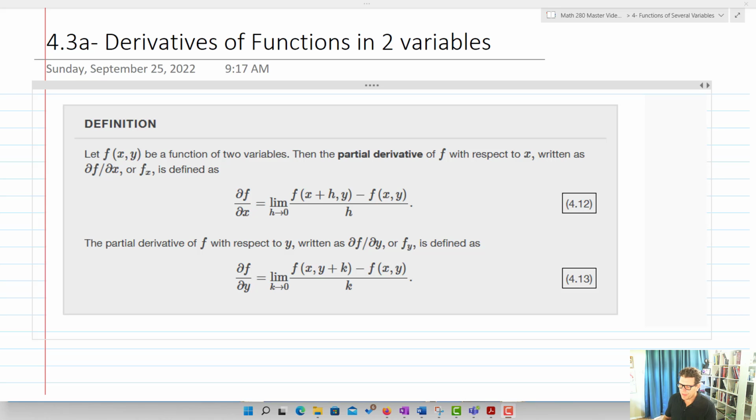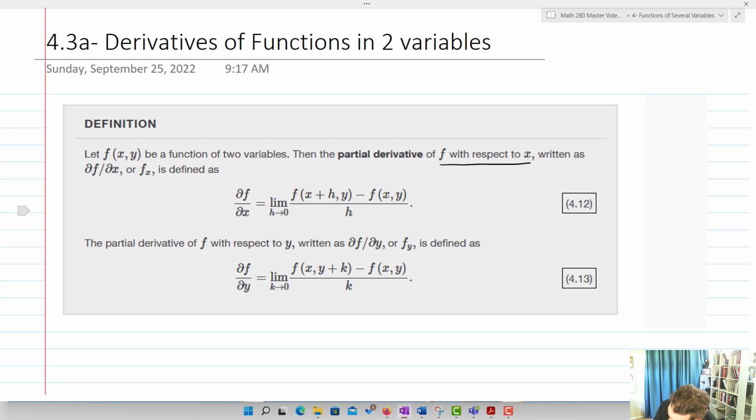Okay, so a couple of things that I actually want to point out here as we're working. One is that we've got the partial with respect to x, and then we're also going to have a partial derivative with respect to y. So we've got two separate variables here for the single function. And we're going to talk about that a bit more in depth.